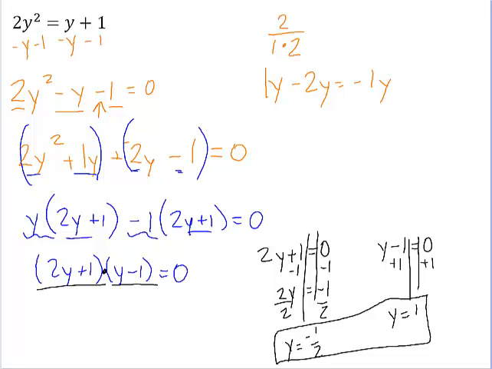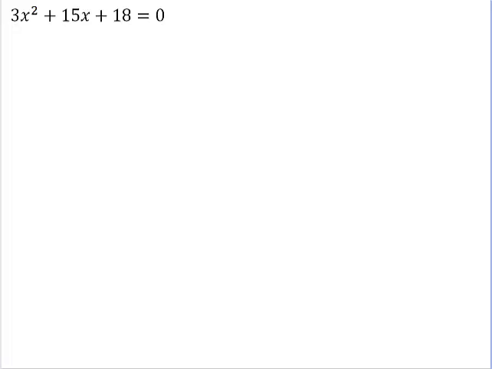We have one more problem for today. Third example: 3x squared plus 15x plus 18 equals 0. I'm going to have you try this problem on your own. So right now, I want you to pause the video, and you're going to try it on your own. Okay, welcome back. You should have tried this on your own, so you should have two solutions. Let's see how you did.